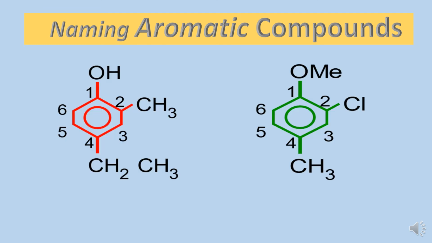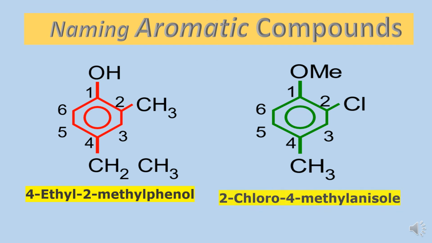The next compounds you can see here have 3 substituent groups, but out of which one is a functional group, that is OH. Then the name will be given as 4-ethyl-2-methyl phenol, and the next one will be 2-chloro-4-methyl anisole. In both of these cases, the functional group is given preference over the substituents.